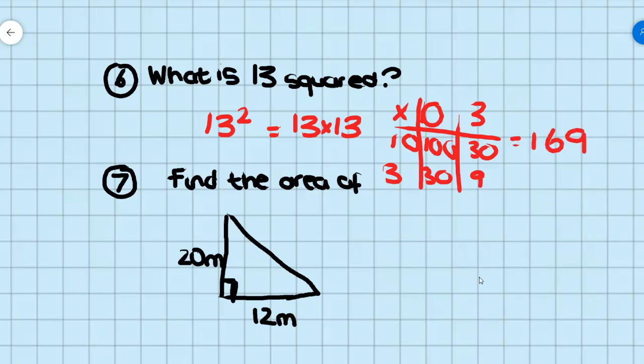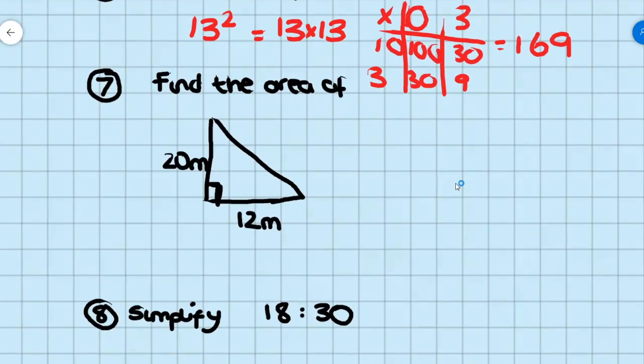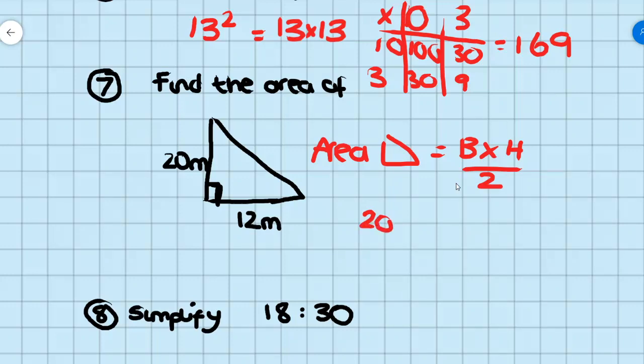Okay, then I've got an area of a triangle problem. So area of this triangle, 20 metres by 12 metres high. And I know the area of a triangle is base times height divided by 2. So I've got 20 times 12 divided by 2.